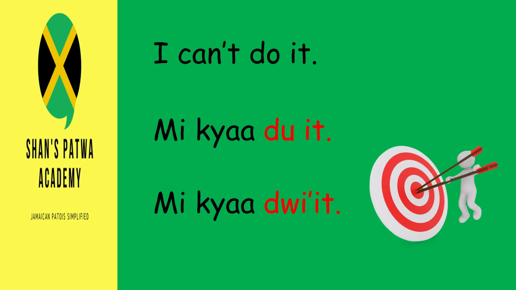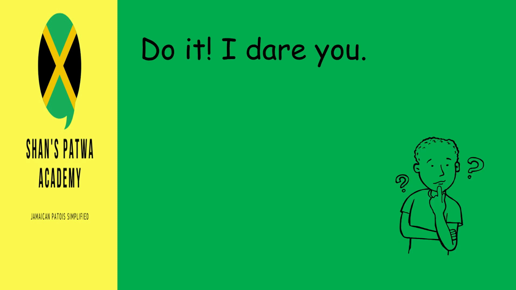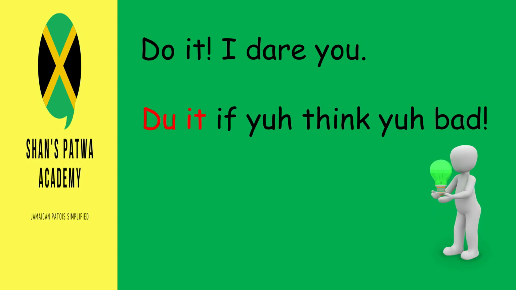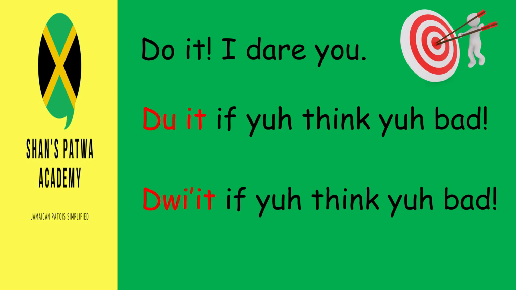Now, some Jamaican speakers will actually drop the T at the end of the dwi'it. So you can have me can't dwi'it or me can't dwi'i. Both are used island-wide. The next example sentence, do it, I dare you. How we can express this in Jamaican Patois is, do it if you think you're bad. And the do it contracted will become dwi'it. Dwi'it if you think you're bad.